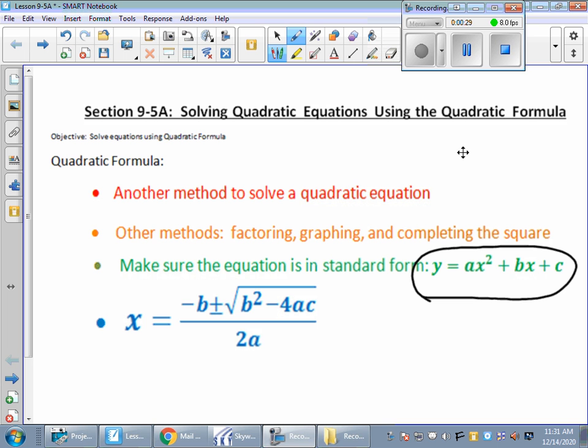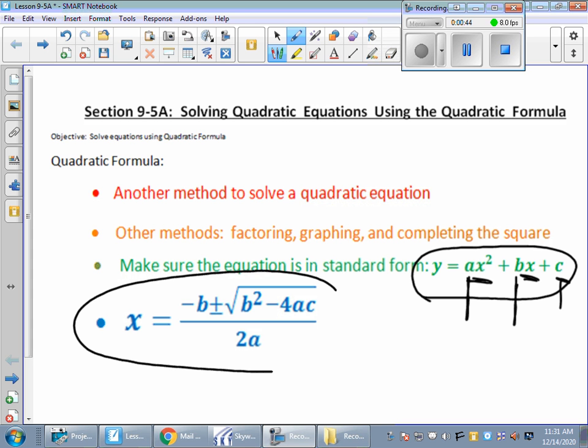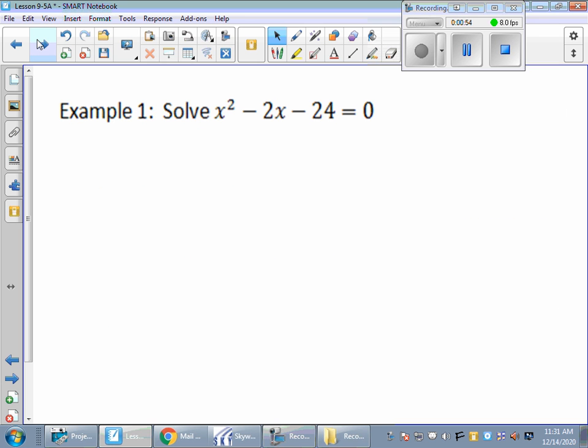Y equals, we have an a x squared, we have an x, and then we have a number. The number in front of the x squared is your a, the number in front of your x is your b, and the number that's by itself is your c. And then we will plug all that into this equation right here. Hopefully we memorize that. There's a song that you can use with it. Negative b plus and minus the square root of b squared minus 4ac all over 2a.